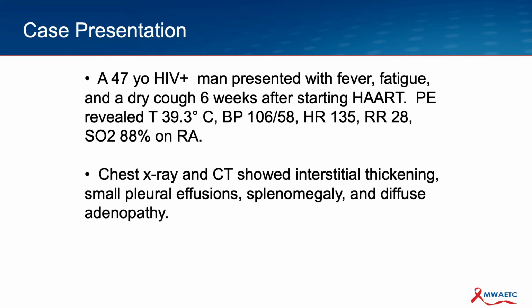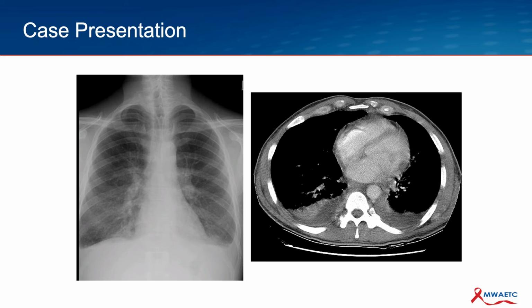This 47-year-old gentleman with HIV presented with fever, fatigue, and dry cough for a month and a half after starting antiretroviral therapy. His physical exam revealed a high fever, soft blood pressures, tachycardia, tachypnea, and hypoxia. His chest X-ray and CT scan showed some interstitial thickening, small effusions, splenomegaly, and diffuse adenopathy. This is his chest X-ray. You can see he has some blunted costophrenic angles and has confirmatory small effusions on cross-sectional imaging.